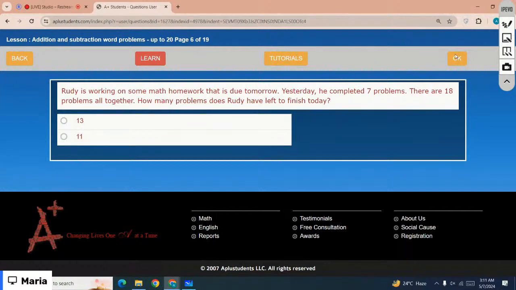Rudy is working on some math homework that is due tomorrow. Yesterday he completed 7 problems. There are 18 problems altogether. How many problems does Rudy have left to finish today? So, which is the correct option?